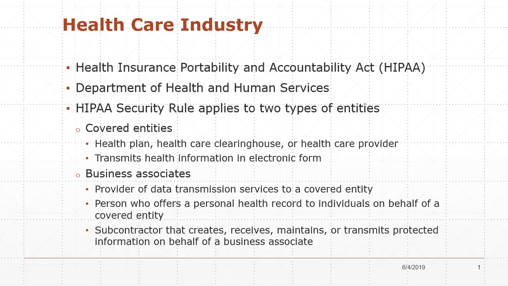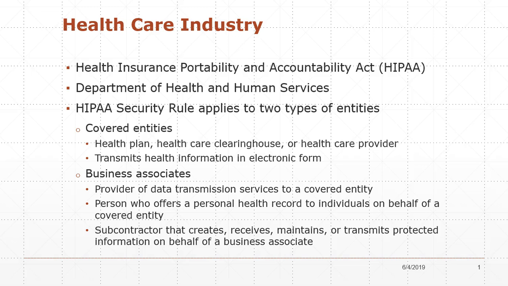The healthcare industry is governed by the Health Insurance Portability and Accountability Act, or HIPAA. This is run by the Department of Health and Human Services, or HHS. The HIPAA security rule applies to two types of entities: covered entities or business associates. Covered entities include such things as health plans, healthcare organizations, or healthcare providers. They transmit health information in electronic form.